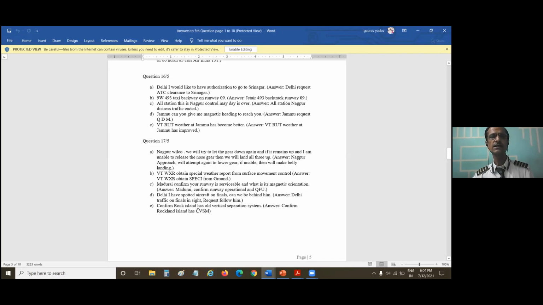See what he's telling. Does Rock Island have the old vertical separation system? That is very logical. Actually, the RVSM criteria of 1000 feet in opposite direction and 2000 feet separation between two aircraft in the same direction is given by ICAO. That is the later version. Before these guidelines by ICAO came for RVSM, we used to follow a very old vertical separation system in which these two guidelines were not there. The values were different. Some place, maybe Rock Island, must still be following that old system, not in use now.